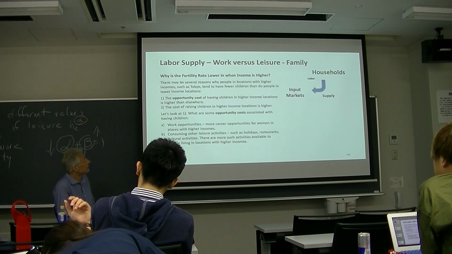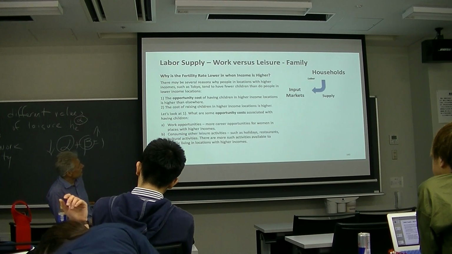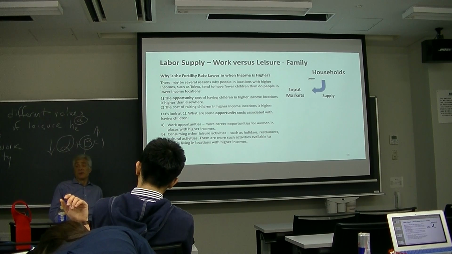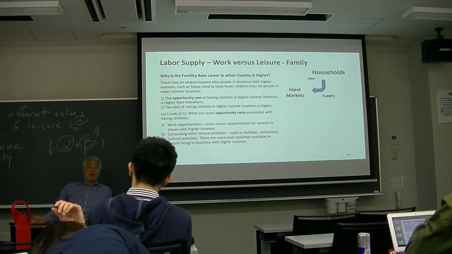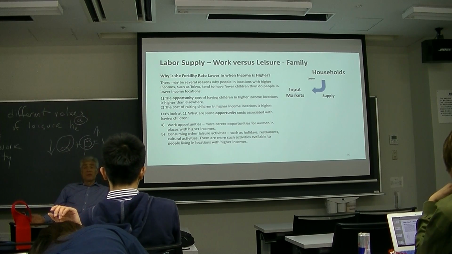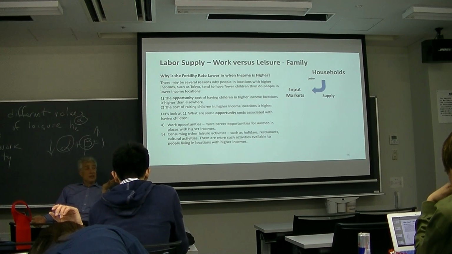You're walking around here. So what are the opportunity costs? Let's look at the opportunity costs associated with having children. Well, one, the work opportunities. If you're a woman here in Tokyo, you have more career opportunities. You have to make more money anyway. So people are probably more ambitious, and there's more opportunities. So if there's more income opportunities, if you're a woman here, well then that affects your opportunity cost of having children.